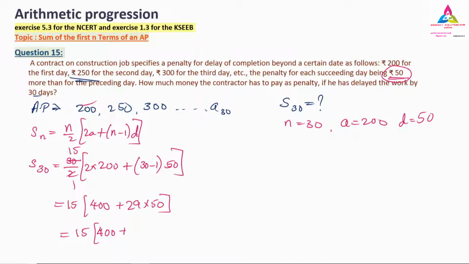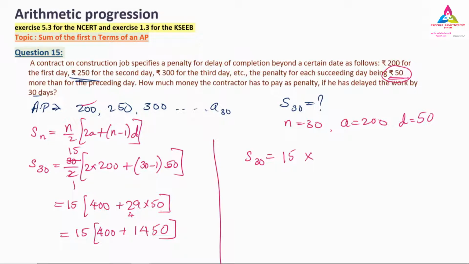So how to find that 29 into 50? You are going to go for 0 9s are 0, 0 2s are 0, then you go for 5 9s are 45, 5 2s are 10. But remember, here the last digit is 0, so write down that 0 as it is. 5 9s are 45, 4 will be carried, 5 2s are 10 plus 4 is 14. So I will continue over here. S30 is equal to 15 into 400 plus 1450.